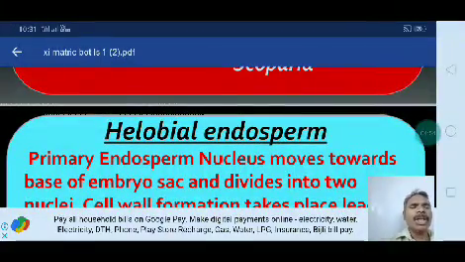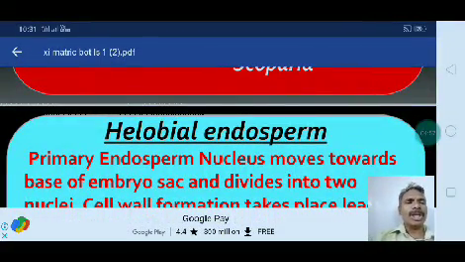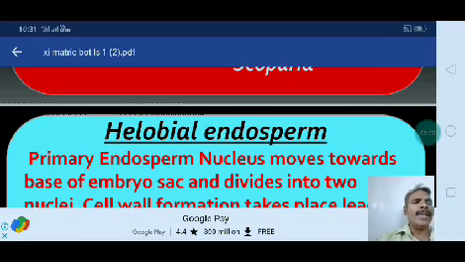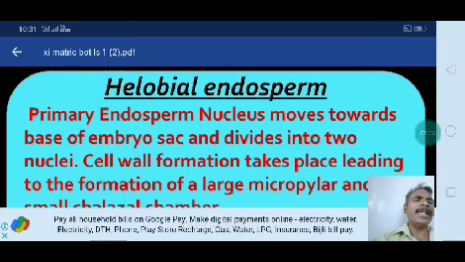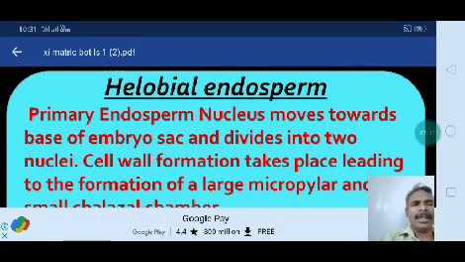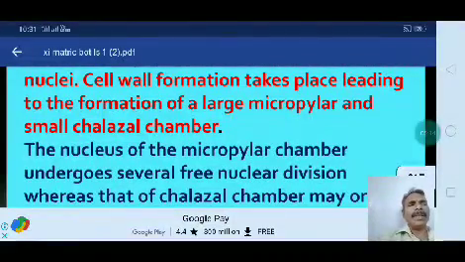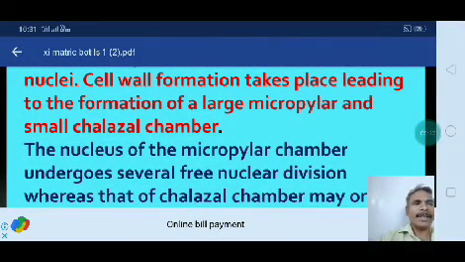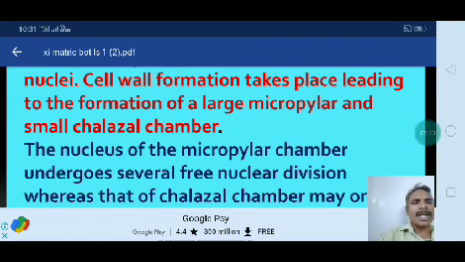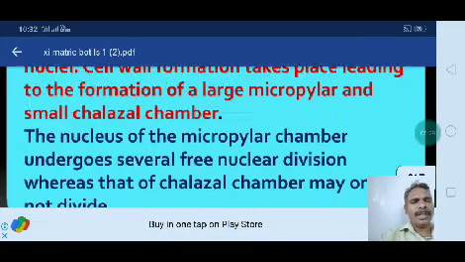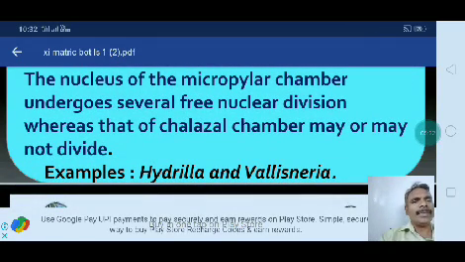The third one is helobial endosperm. The primary endosperm nucleus, PEN, moves towards the base of the embryo sac and divides into two nuclei. Cell wall formation also takes place, leading to the formation of a large micropylar chamber and a small chalazal chamber. The nucleus of the micropylar chamber undergoes several free nuclear divisions, whereas that of the chalazal chamber may or may not divide. Examples: Hydrilla and Vallisneria.